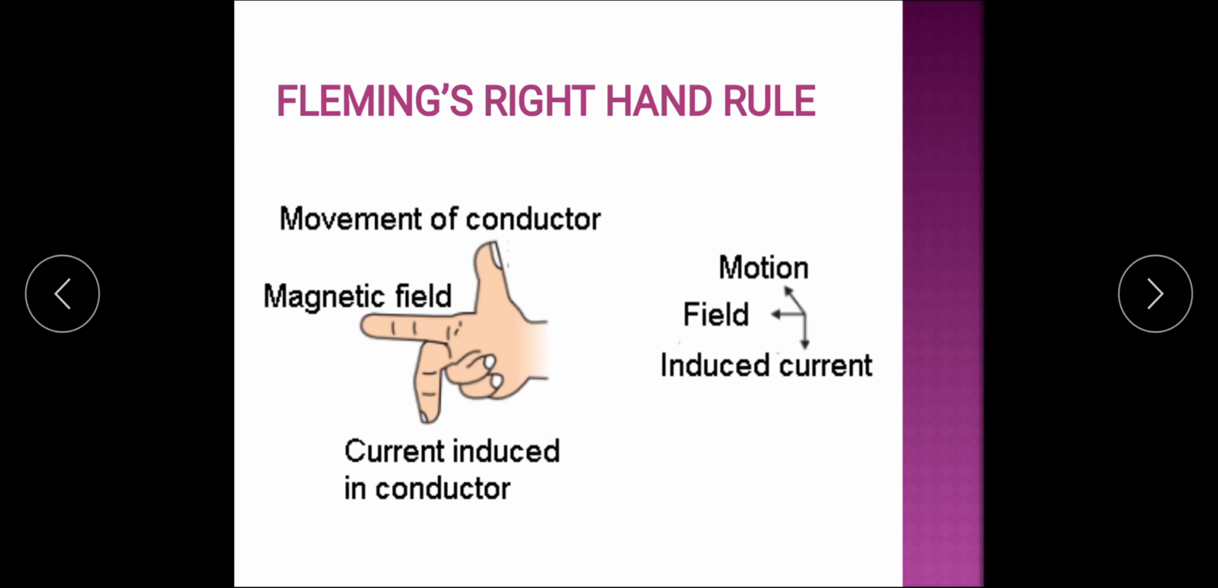Let's try to understand this rule with the help of this sketch. In this sketch you can see I have stretched the forefinger, middle finger and the thumb of my right hand such that they are mutually perpendicular. If my thumb is pointing in the direction of force or movement of the conductor and the forefinger points in the direction of magnetic field, then the direction in which the middle finger points gives me the direction of induced current. Students, using this simple rule, we can find the direction of induced current in a coil.